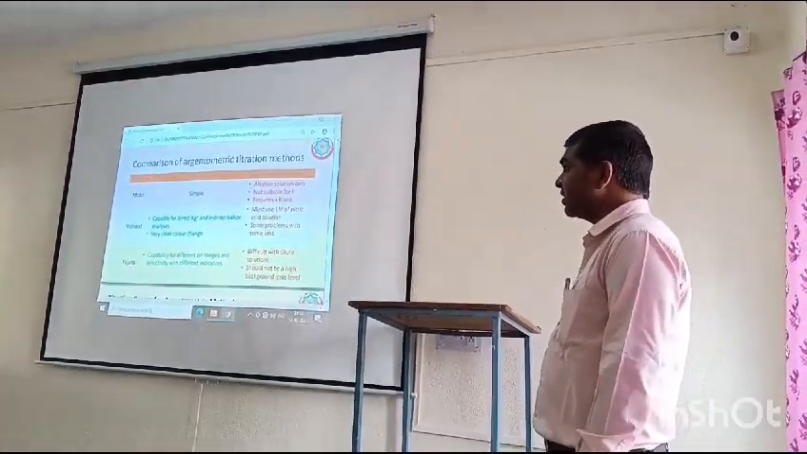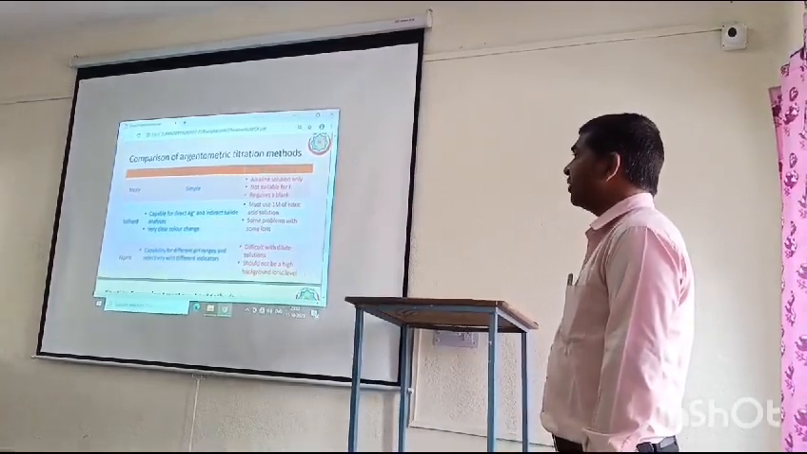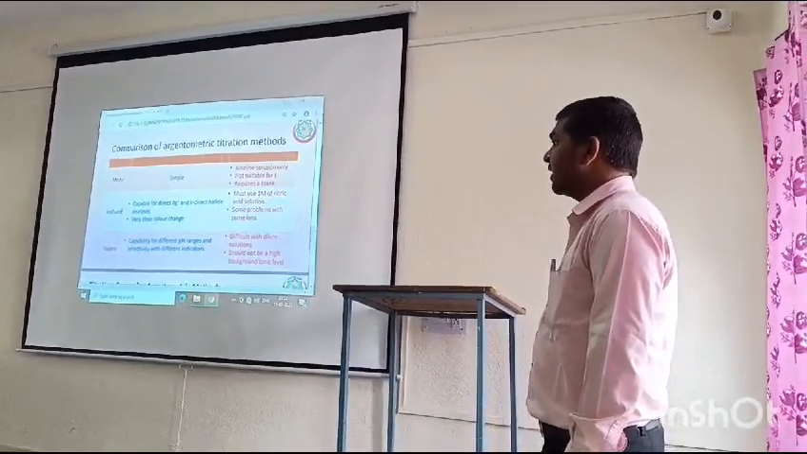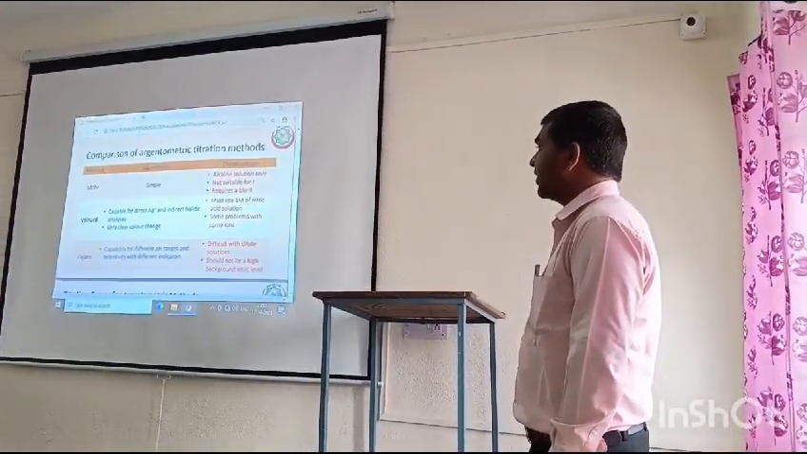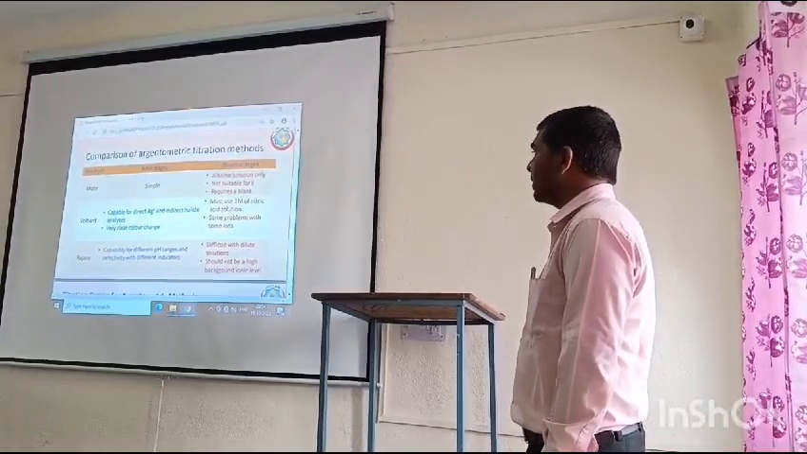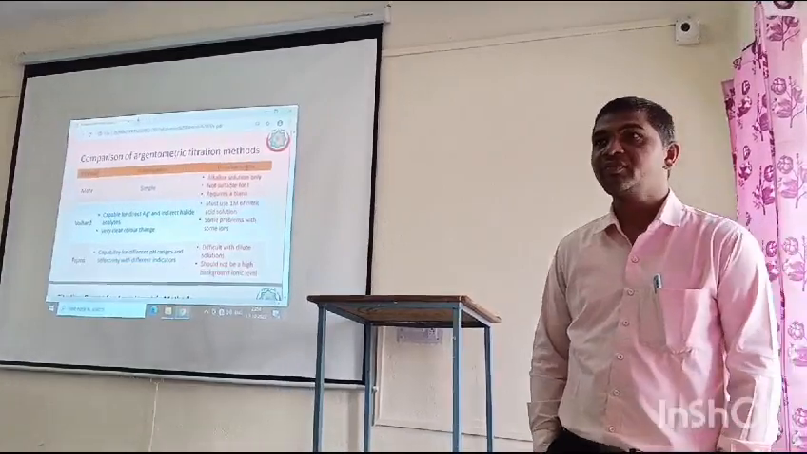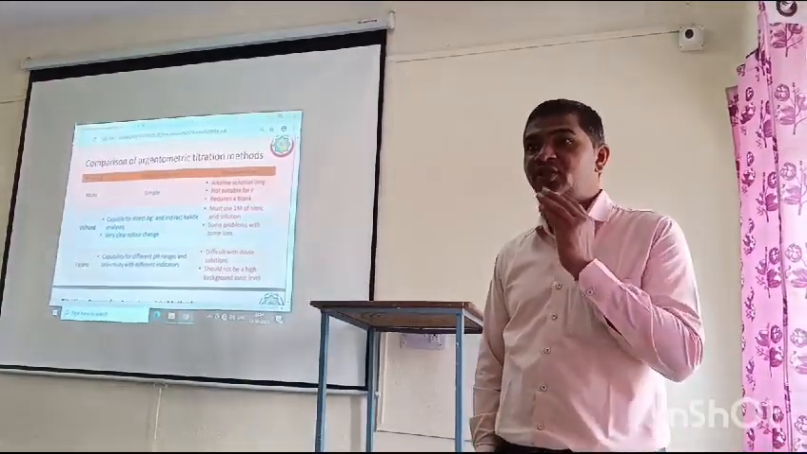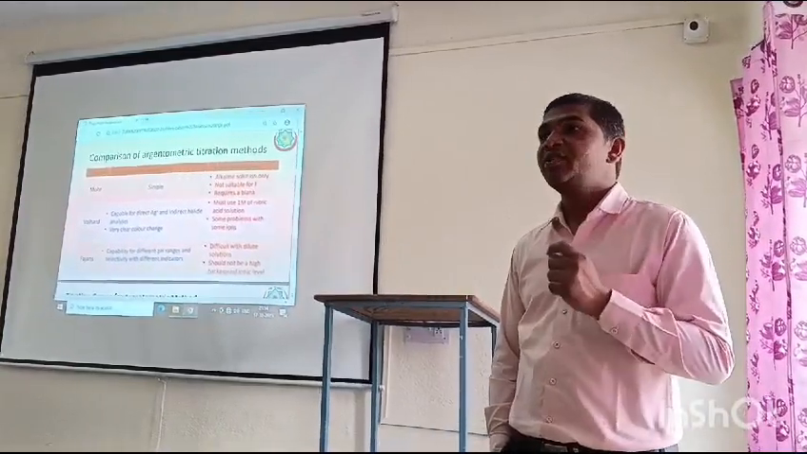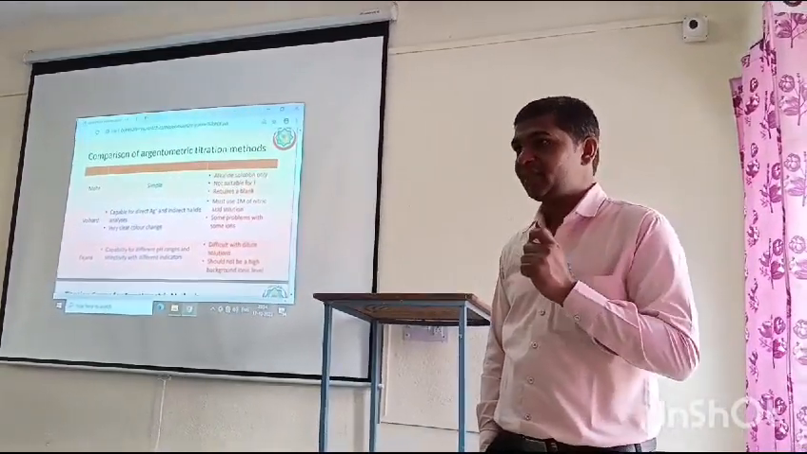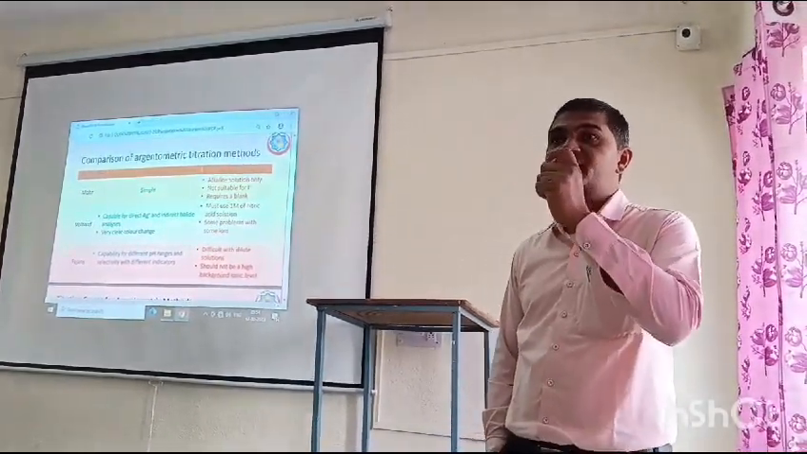And what about Fajan's method? Fajan's method, what are the advantages? Capability of different pH ranges and selectivity with different indicators. And what are the disadvantages? Difficult with dilute solutions and there should not be high background ionic levels. First of all, you understood the difference between the three methods. First one is Mohr's method, right? Second one is Volhard's method, third method is Fajan's.